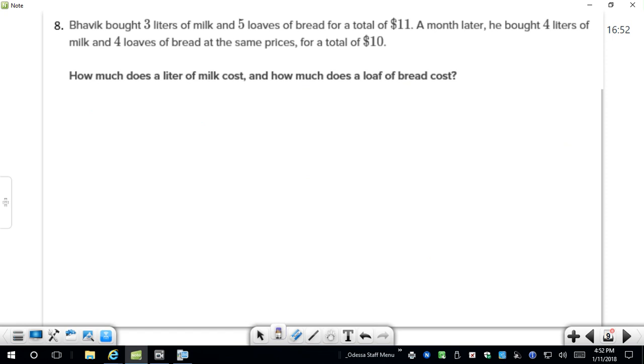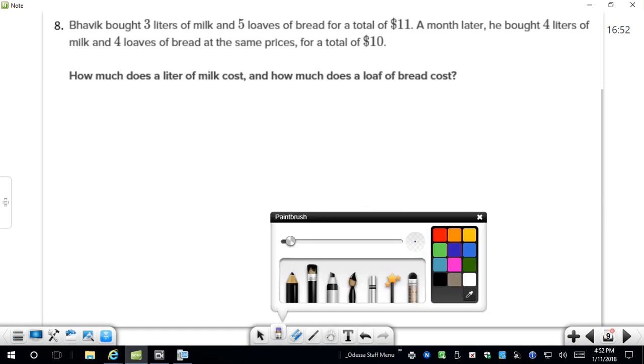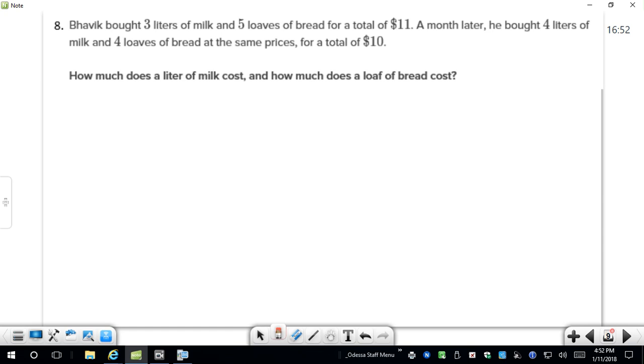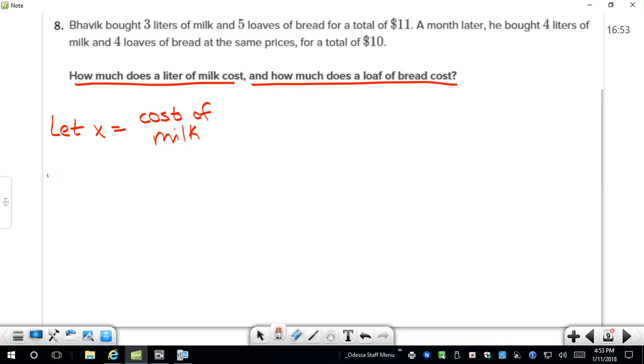So number 8, Bavik bought 3 liters of milk and 5 loaves of bread for a total of $11. A month later, he bought 4 liters of milk and 4 loaves of bread at the same prices for a total of $10. How much does a liter of milk cost, and how much does a loaf of bread cost? So, guys, I probably sound like a broken record here, but that last sentence is so important. Those are our let statements. So let's let x equal the cost of the milk, and let's let y equal the cost of the bread.